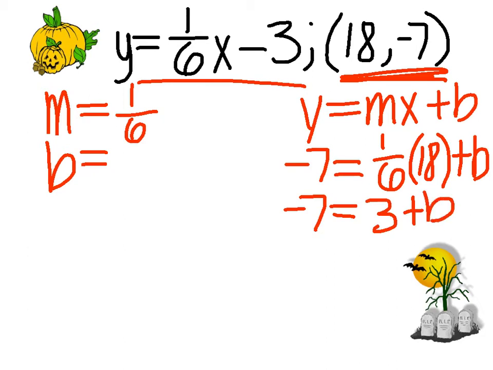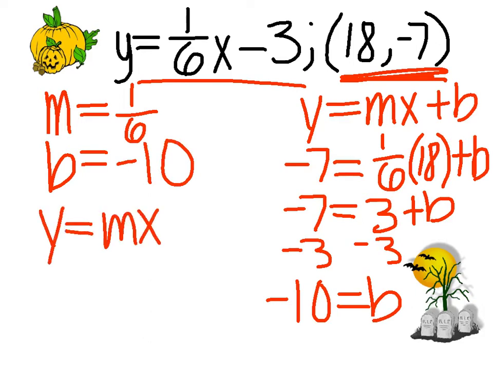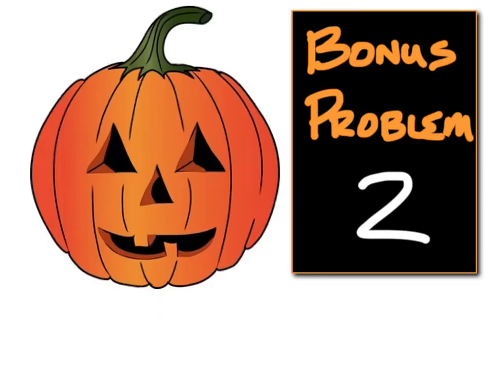How do we get rid of this 3? Subtract 3 from both sides. This means our y-intercept is going to be -10. So when we plug this into our new equation, we need to plug in our m and our b. So we're going to have y is equal to 1/6x plus -10 or minus 10.